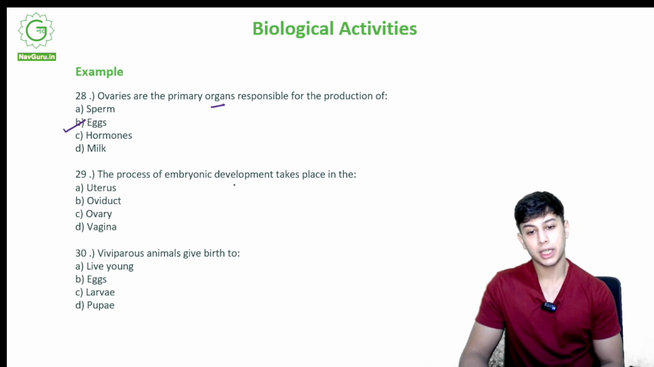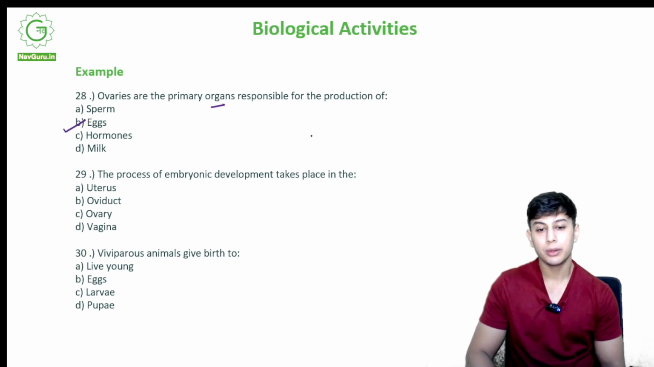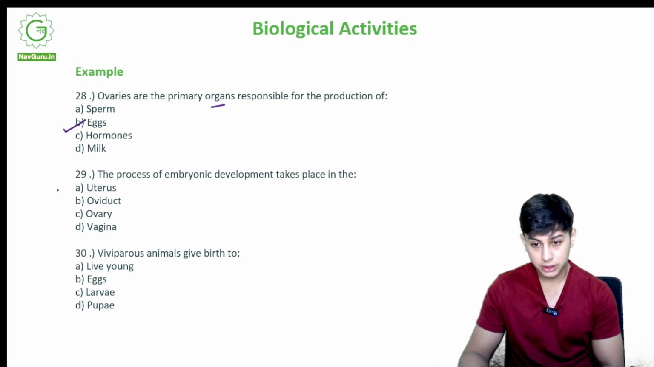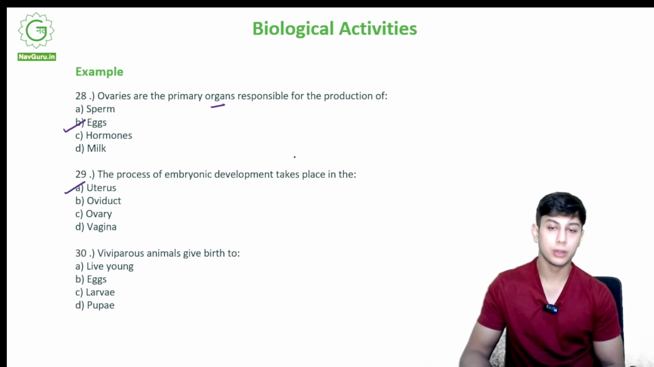The process of embryonic development takes place in the... So after the egg has been fertilized, it becomes a zygote. Zygote develops into an embryo. And where does the embryo develop? Alright, in the womb. And what do we call the womb? The correct option is option A, the uterus. It will grow in the uterus.